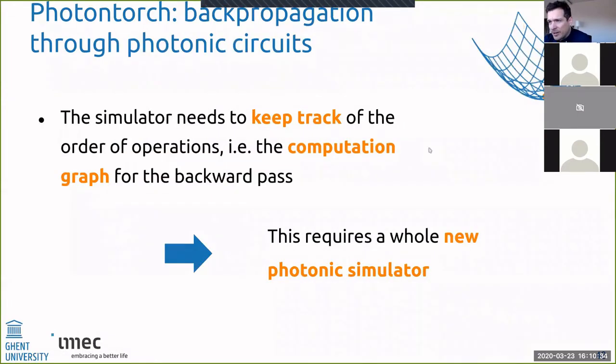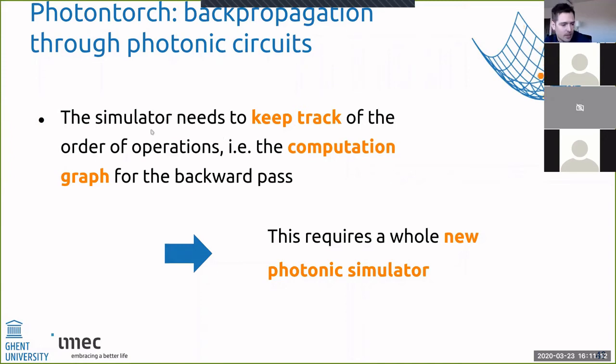However, using backpropagation to optimize physical parameters of a photonic circuit is not so straightforward. Backpropagation is not something you can just slap onto an existing photonic simulator, because it's very important to know the order of mathematical operations that happened, and only then can you correctly apply the algorithm. And no photonic simulator to date actually keeps track of the operations for you. So this basically implies that a whole new simulator needs to be built from the ground up so that it keeps track of the order of operations and so on.